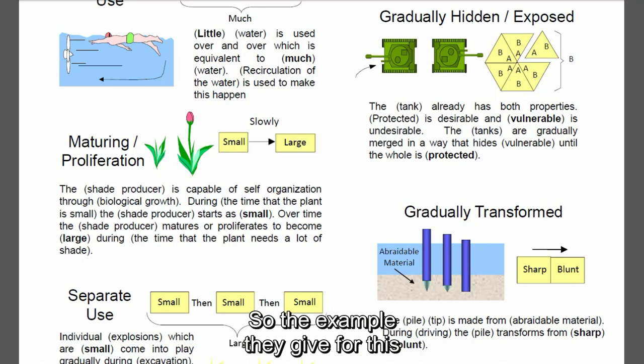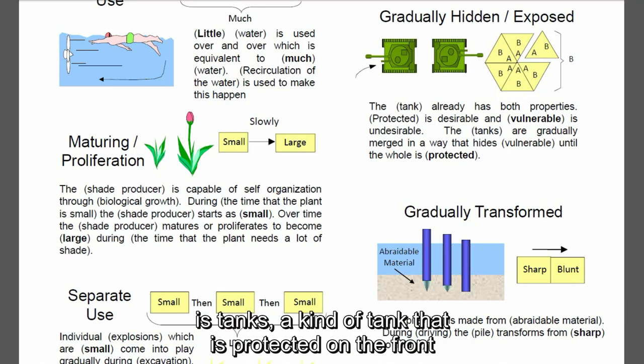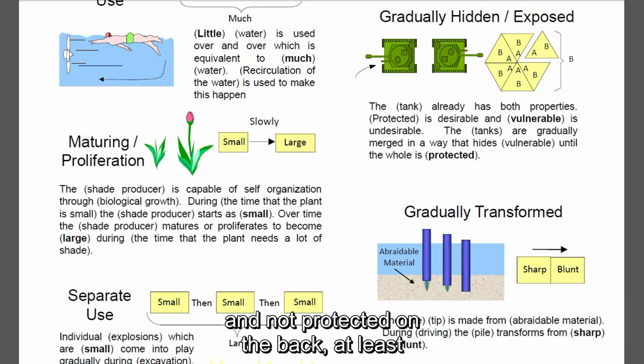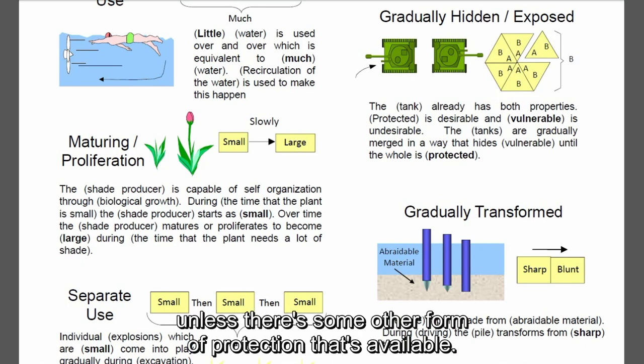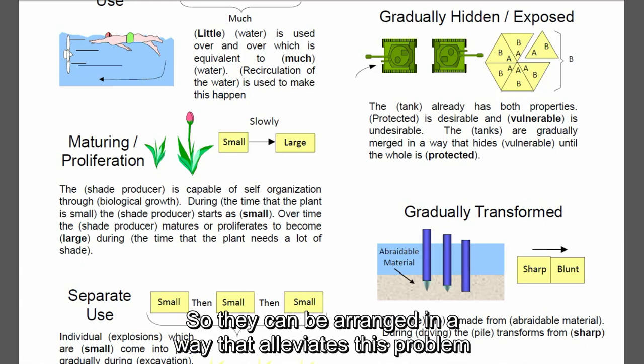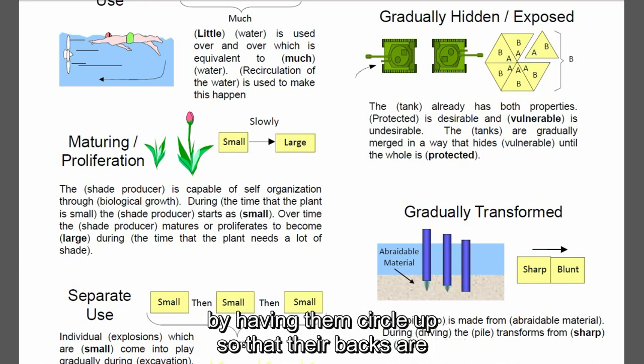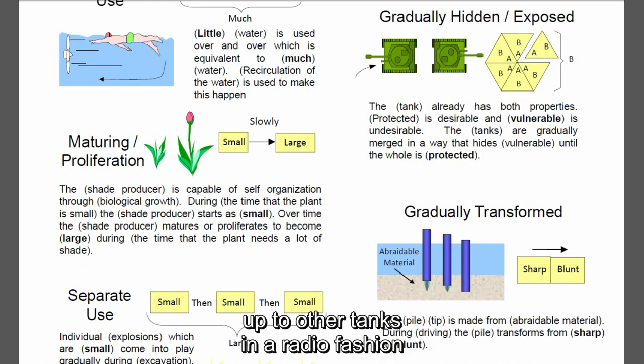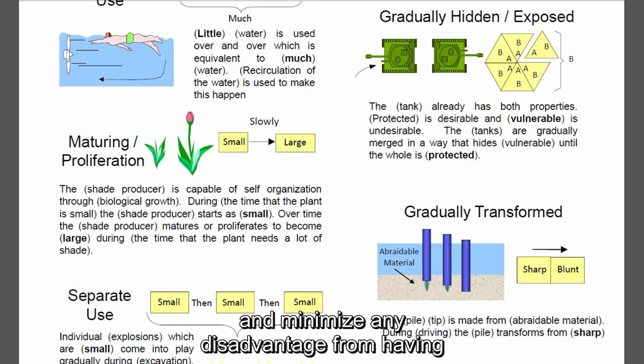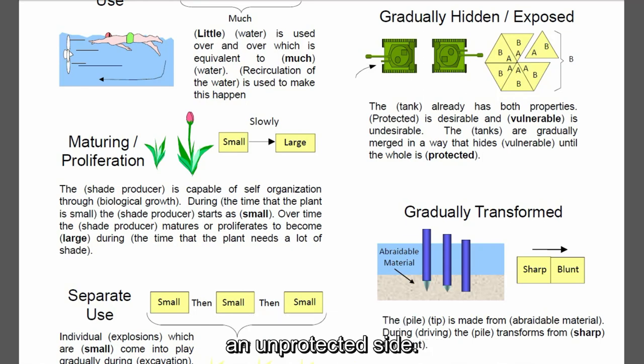So the example they give for this is tanks. A kind of tank that is protected on the front and not protected on the back, at least unless there's some other form of protection that's available. So they can be arranged in a way that alleviates this problem by having them circle up so that their backs are up to other tanks, sort of in a radial fashion, and minimize any disadvantage from having an unprotected side.